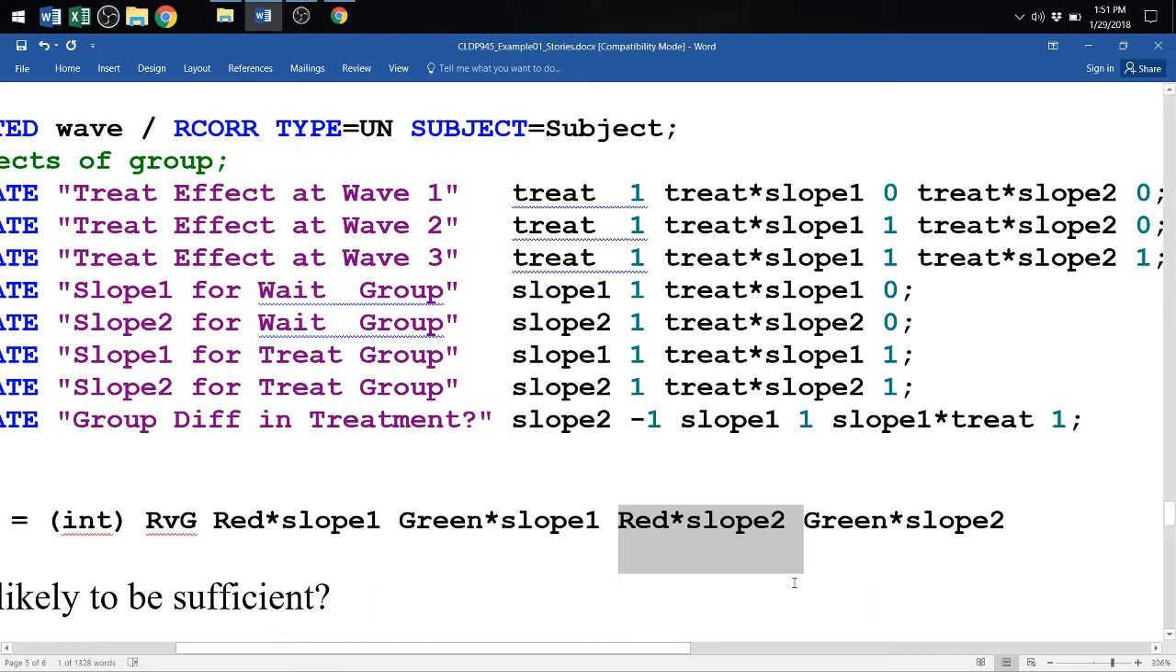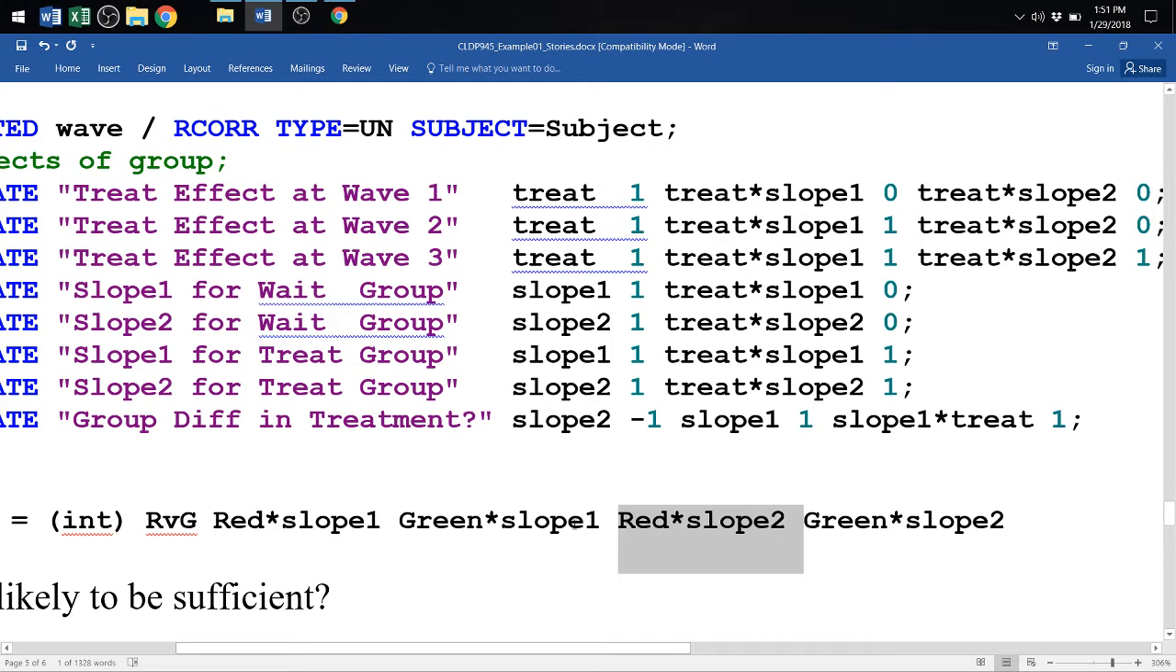These types of switches are also helpful if you ever have this type of design that has an empty cell, like a control group that doesn't really correspond to the full crossing. You can set it up this way to get all of the predicted means. So, does that help at all?